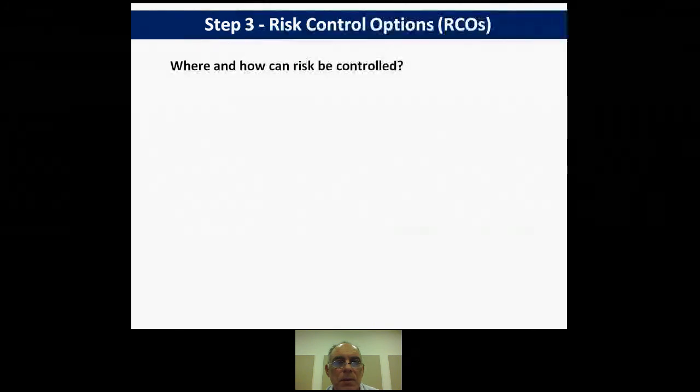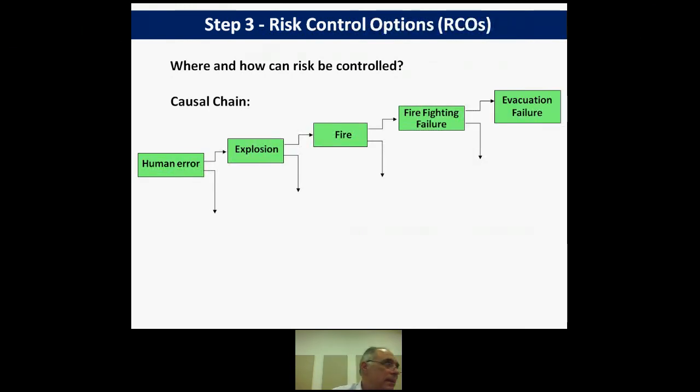Risk control options. Where and how can risk be controlled? It is important to look at the causal chain, as we've looked at it before, with regard to what can lead to some sort of event, such as an evacuation failure or firefighting failure, the explosion, the fire, or even the human error, which may be the initial cause of such an accident.